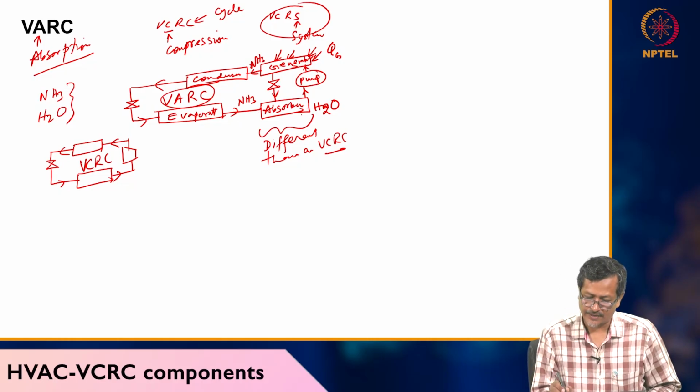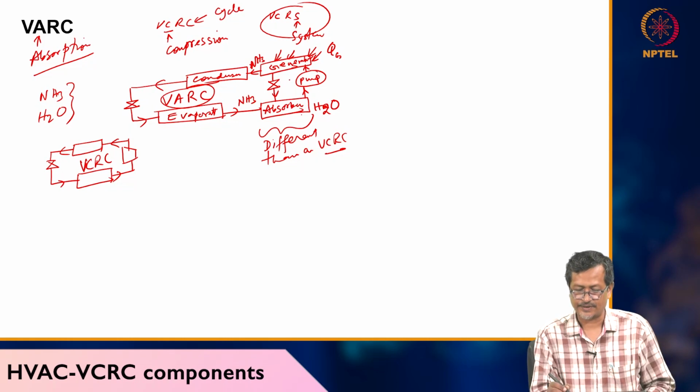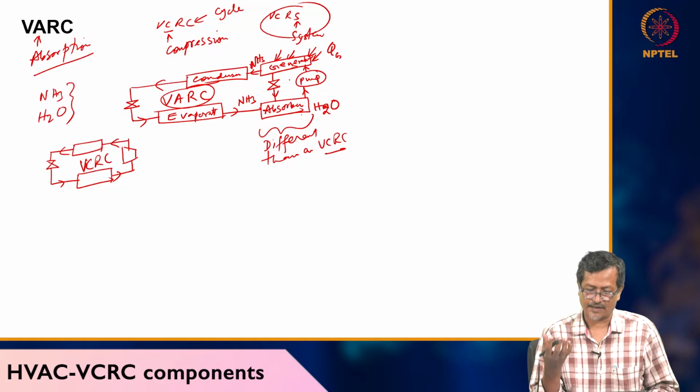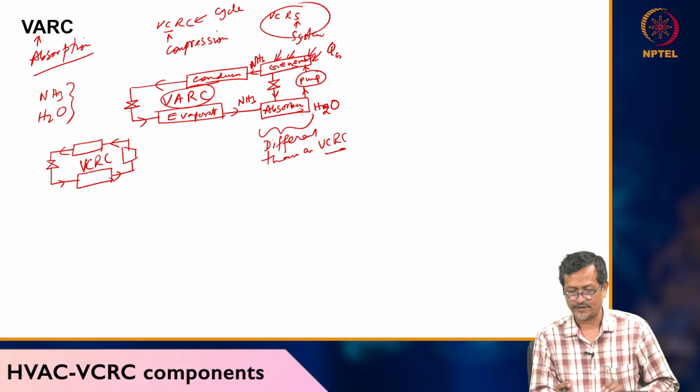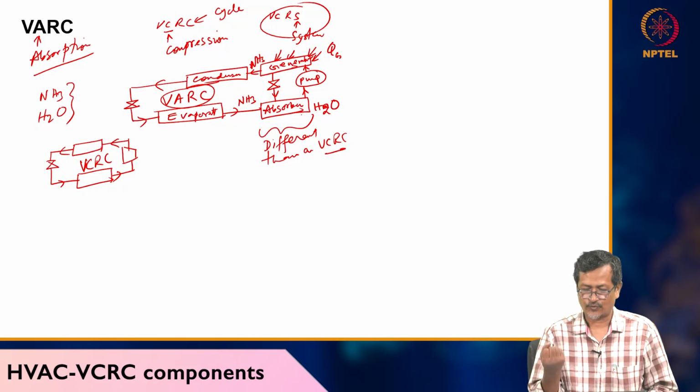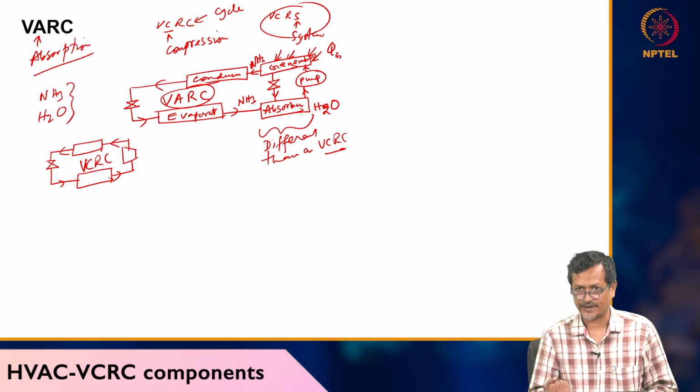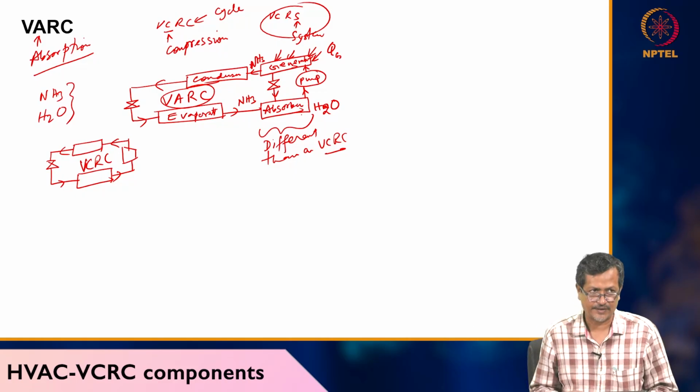Now, what is this second throttle valve? From generator to absorber: after releasing ammonia, the remaining higher amount of water will be coming down to the absorber again, so the whole system will be continuing.